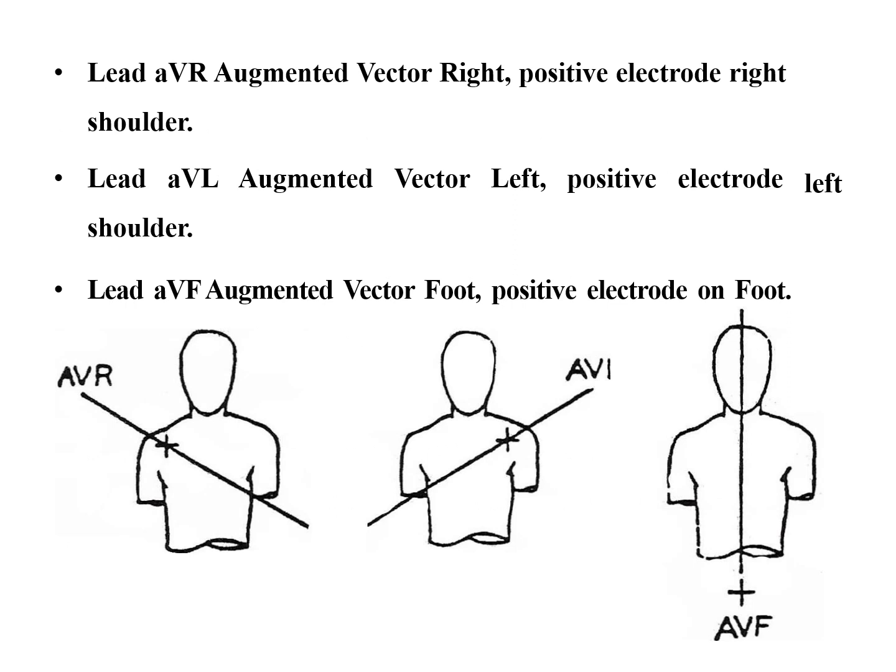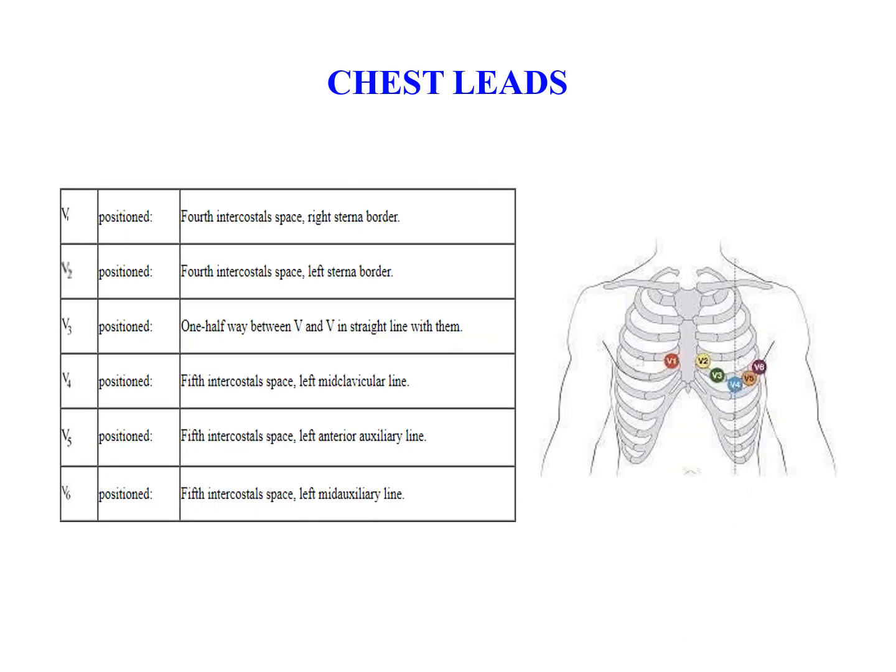Next, the unipolar lead system. Lead AVR, augmented vector right, has its positive electrode on the right shoulder. This diagram is shown in the figure. Augmented vector left has its positive electrode on the left shoulder. AVF, augmented vector foot, has its positive electrode on the foot.